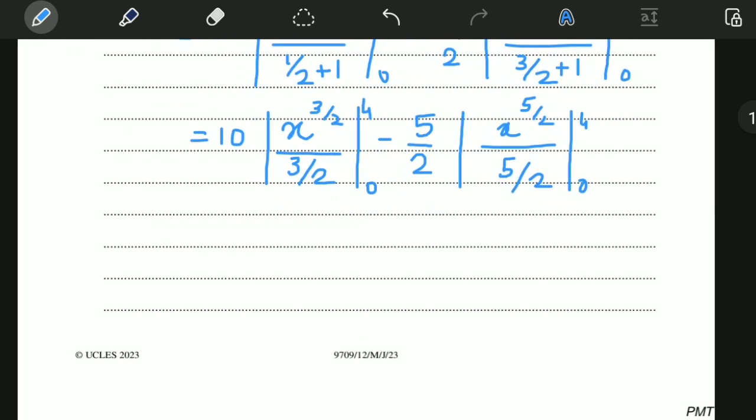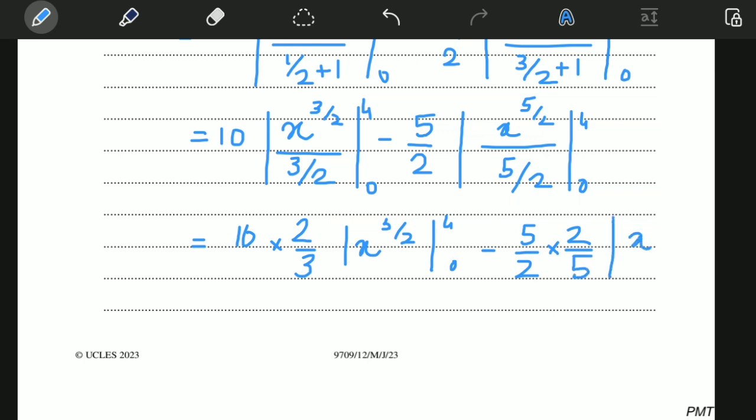Okay, then we have 10 into 2 by 3. I am doing it in a lengthy way. You can directly do the integration together and then apply the limits. And then we'll apply x to the power 3 by 2 with the limits 4 and 0, and 5 by 2 multiplied by 2 by 5 x to the power of 5 by 2 between the limits. Okay, so this will reduce this to 20 by 3.